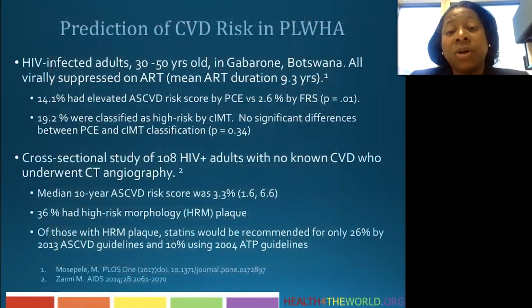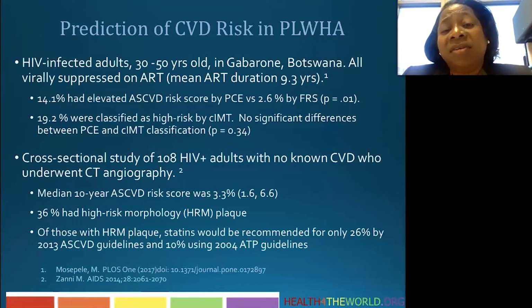So looking at how these models work in people with HIV/AIDS, some work has been done in sub-Saharan Africa looking at this. This study done by Mosepele in Botswana looked at HIV-infected adults 30 to 50 years old, so relatively young. They were all virally suppressed. The mean ART duration was just under 10 years. 14% of them had high risk score by the pooled cohort equation, but only 2.6% of them would have had high risk score if the Framingham equation was used.